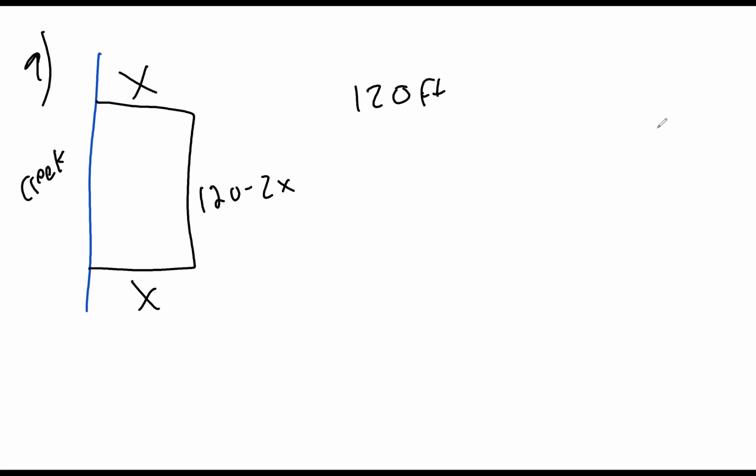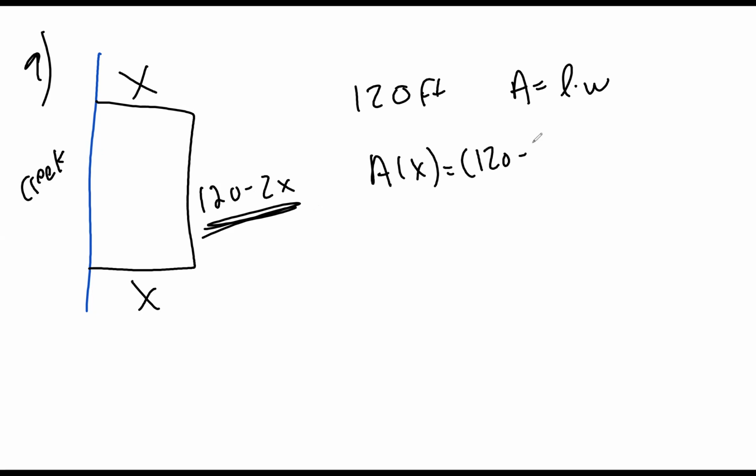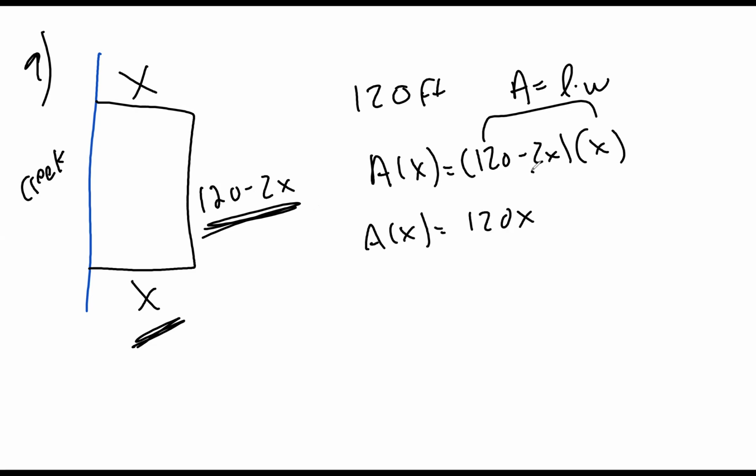Okay, now we also know that to find the area of a rectangle, that's length times width. So here's where our function is going to come in, because right now we don't have a function written. We have to write that for ourselves. So we're going to have A of x equals, and the length of this is going to be 120 minus 2x. The width is just x. We can't have parentheses, so we have to distribute. A of x is going to equal 120x, and then when I multiply that, I get negative 2x squared. So here's my function that I'm going to work with.